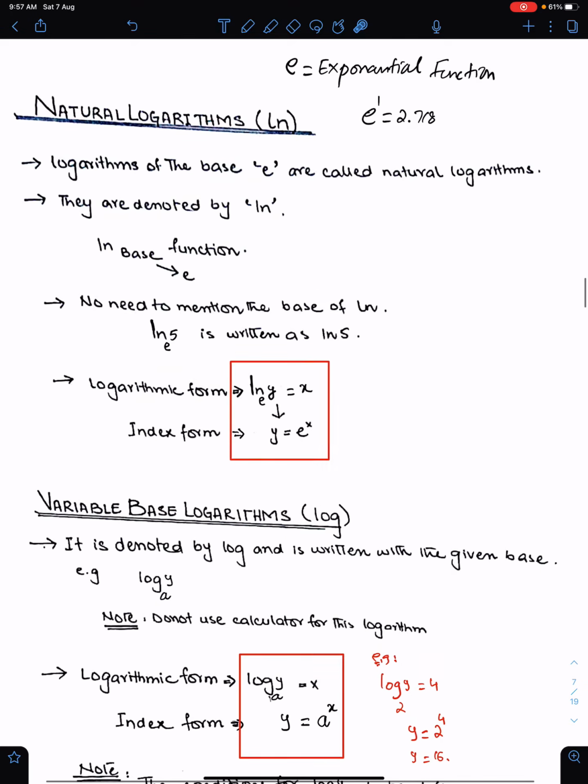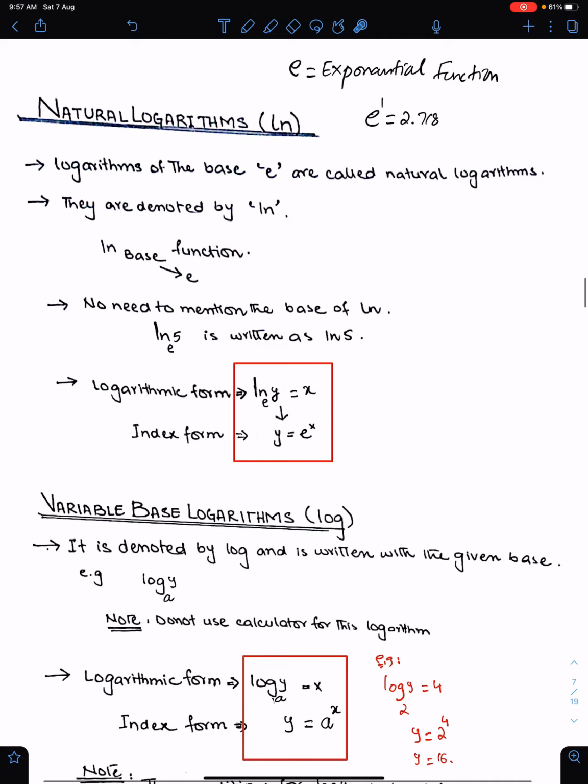Natural logarithms. Well, small e means exponential function, and this has a fixed value e power 1. The value of e power 1 is 2.718. Natural logarithms are denoted by ln. So logarithms of the base e are called natural logarithms. They are denoted by ln. And there is no need to mention the base here. You just need to mention the function here. So ln base e of y is basically ln y.